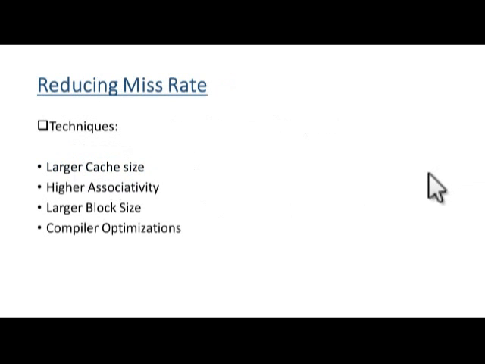There are four popular techniques to do that. First, by increasing the cache size. Second, by increasing the associativity of the cache. Third, by increasing the block size in the cache. The fourth one is the compiler optimization technique. In today's presentation, I am going to elaborate more on the compiler optimization techniques.